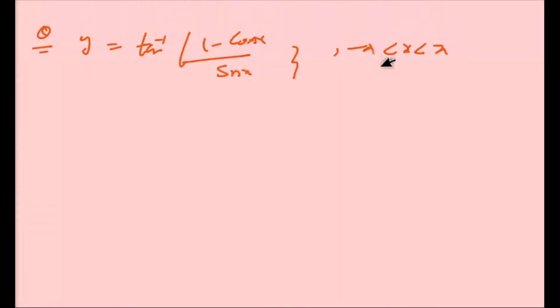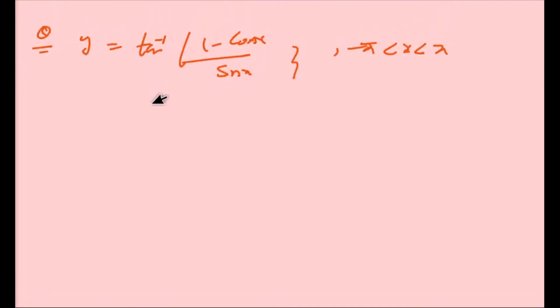If this condition is not given in the question, you can directly use this formula and simplify it for all real values. But if the range is given, you have to check it. So minus pi less than x less than pi, this is the range.